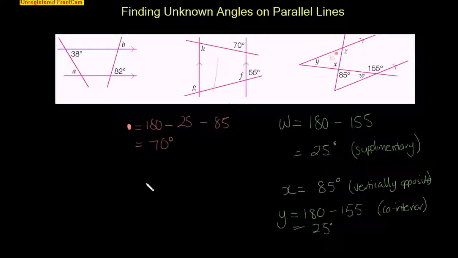So we know Z is going to equal 180 minus 70, because Z and this angle we found inside our triangle are also supplementary. They form 180 degrees because they're on a straight line here. Okay, so Z has to equal 110 degrees.